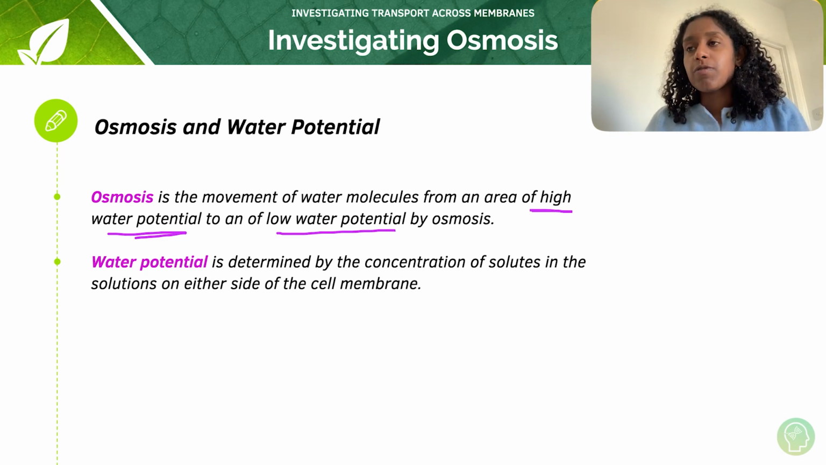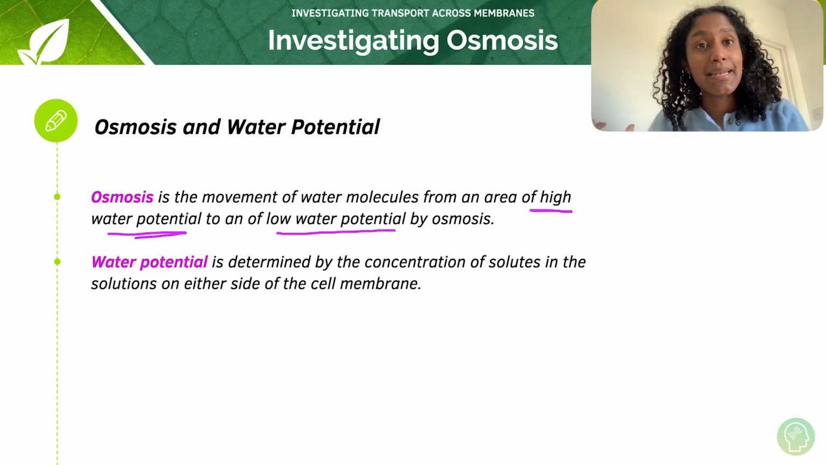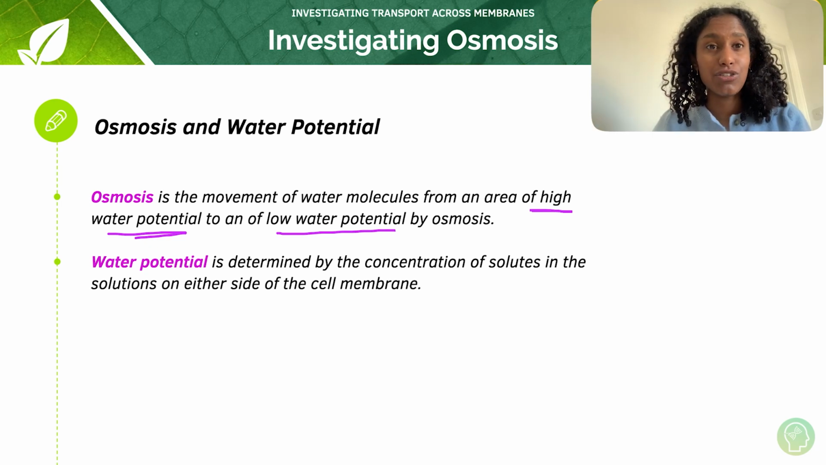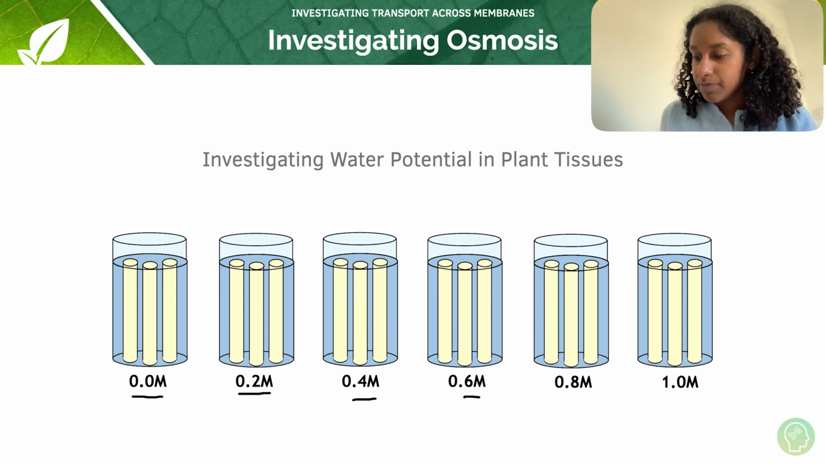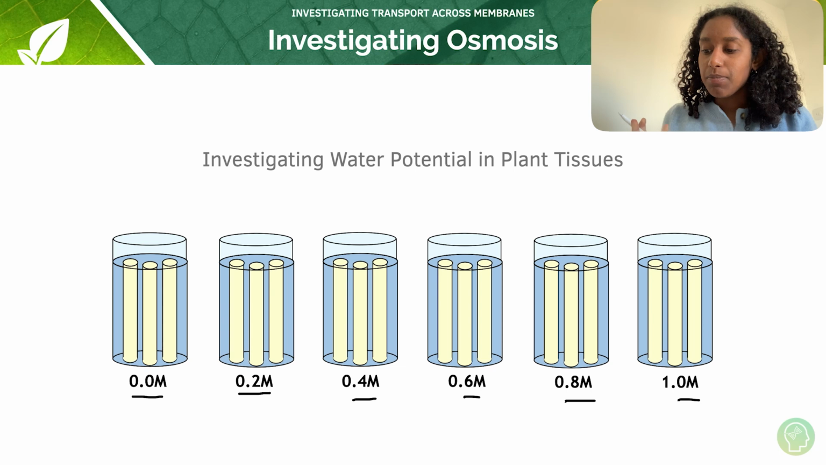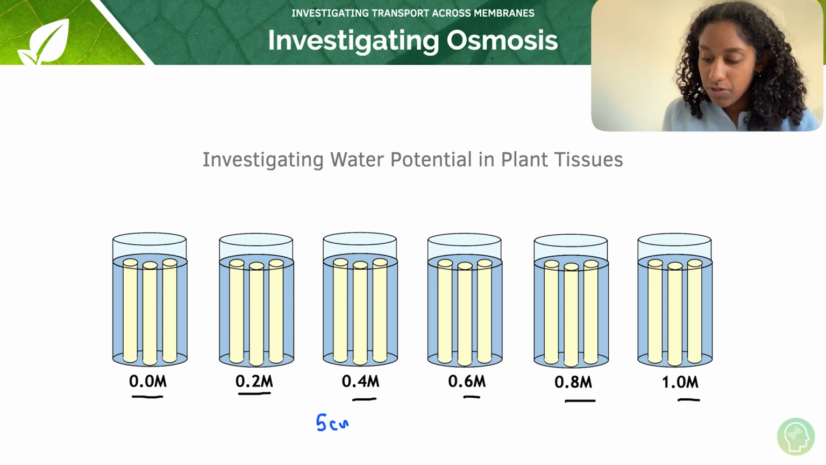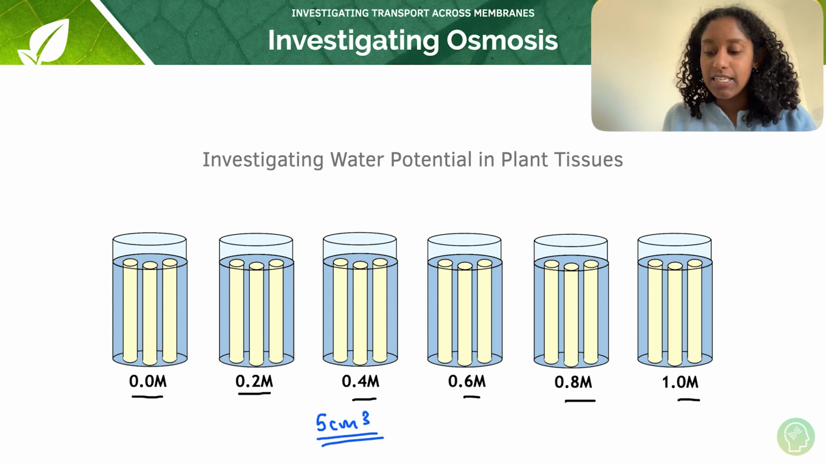So this experiment involves placing plant tissue, so for example we use potato cylinders, in varying concentrations of sucrose solutions, and having a look at the change in mass of those potato cylinders if we leave them in these sucrose solutions for a certain amount of time. So what we're going to do is prepare a series of dilutions of our sucrose solution, and we're going to place 5 centimetres cubed of each of our sucrose solutions into each of these beakers.